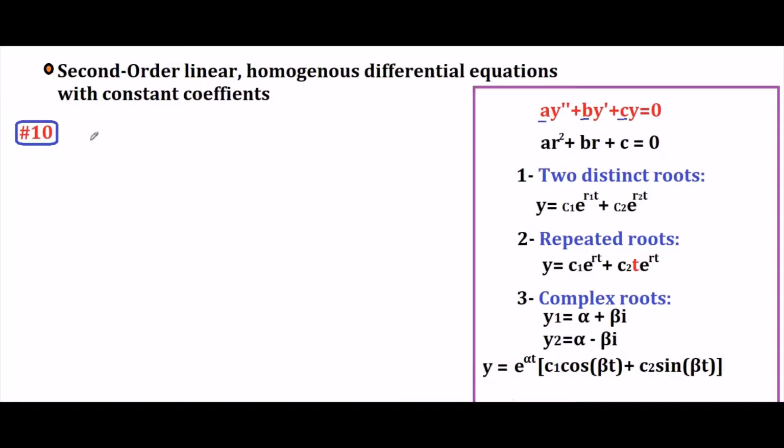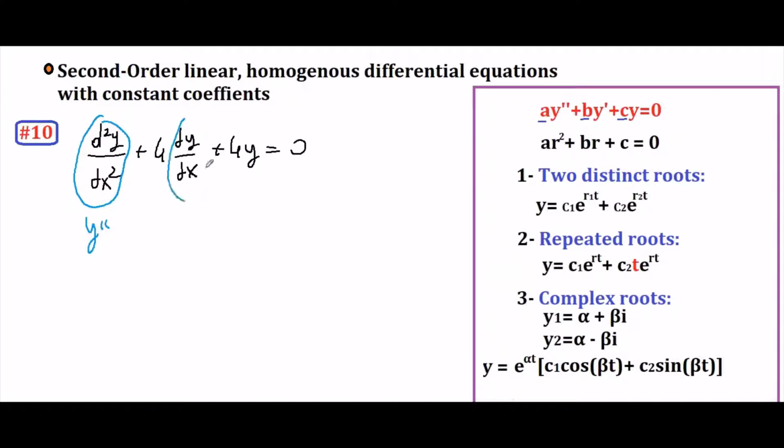Let's check out this example. d squared y over dx squared plus 4 dy over dx plus 4y equals 0. Here, the only difference is notation. So d squared y over dx squared is the second derivative, and dy over dx is the first derivative. So we have y double prime plus 4y prime plus 4y equals 0.